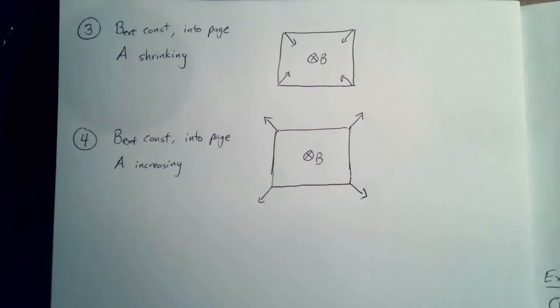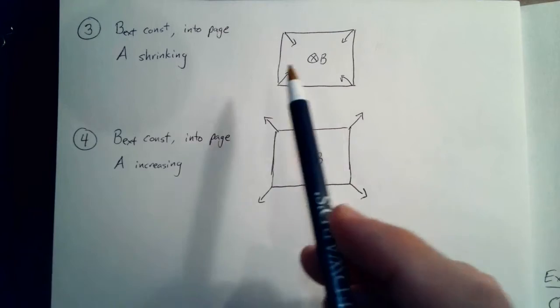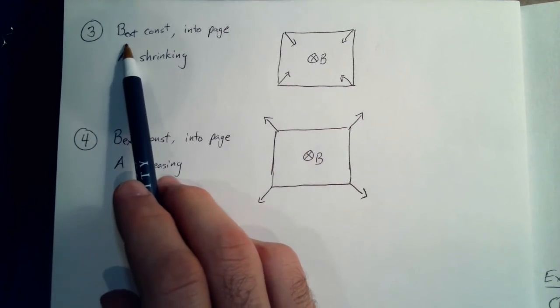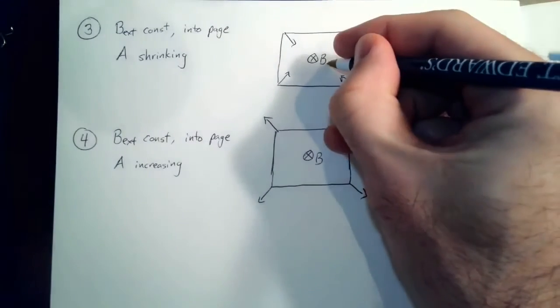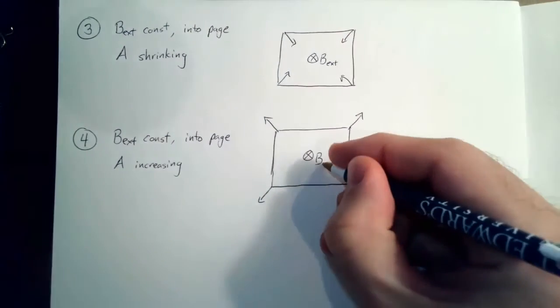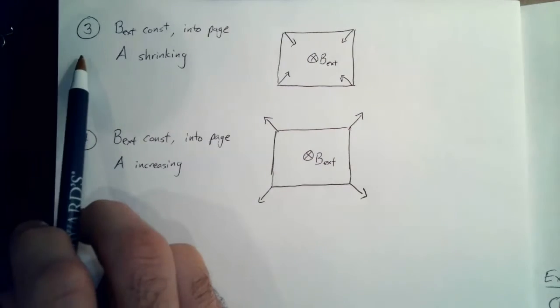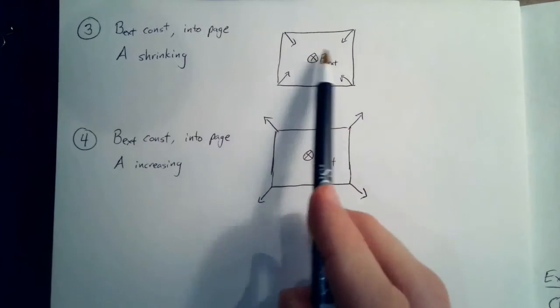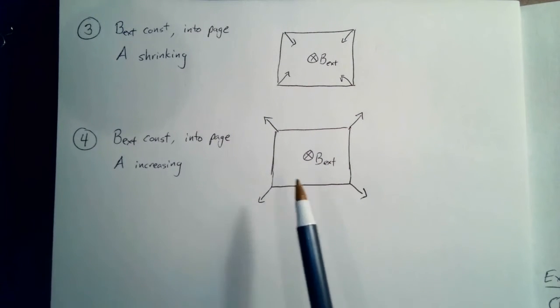Okay, the next two examples are the same as the previous ones, but now I have flipped the external magnetic field. Now it's into the page in both cases. And in example 3, the area is shrinking, and in example 4, the area is increasing.